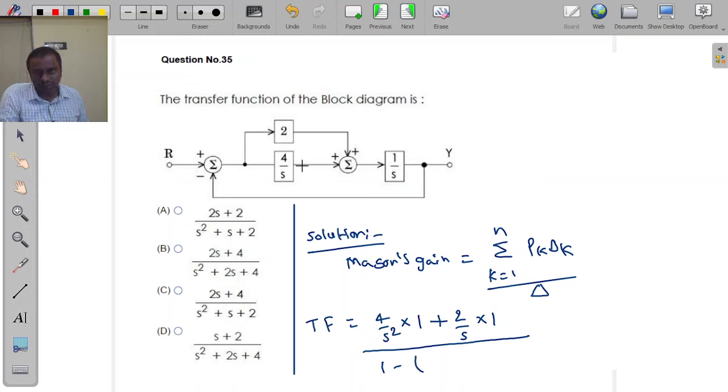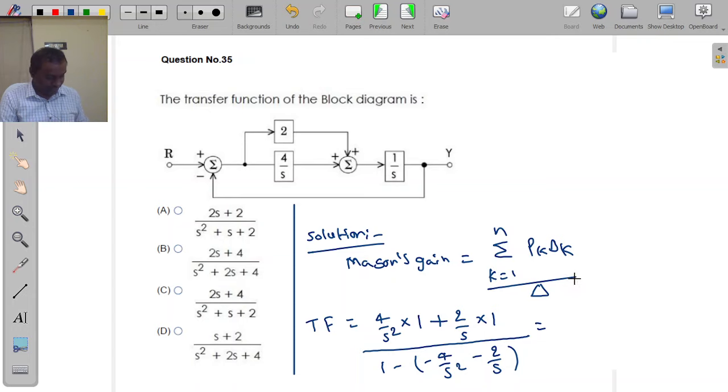There are two loops. This loop is 4 by s into 1, that is minus 4 by s square, which is one loop gain. The other loop is minus 2 by s, the other loop gain. So there are no non-touching loops, only two independent loops.